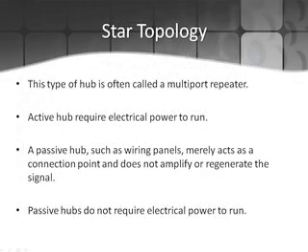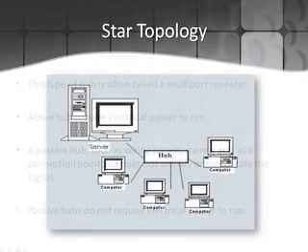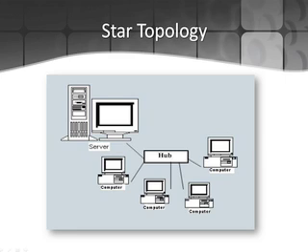This type of hub is often called a multi-port repeater. Active hubs require electrical power to run. A passive hub, such as wiring panels, merely acts as a connection point and does not amplify or regenerate the signal. Passive hubs do not require electrical power to run. And here's an example of the star topology with the server, hub, and 4 computers.